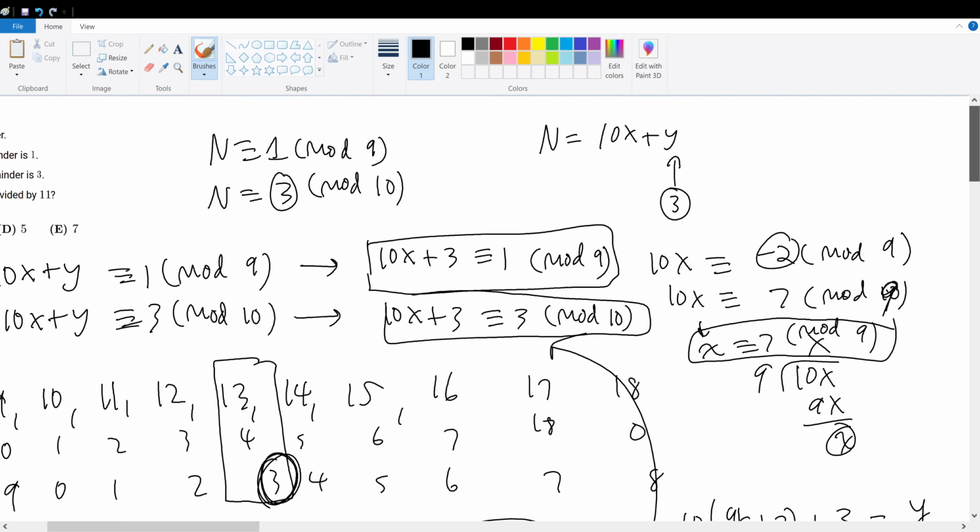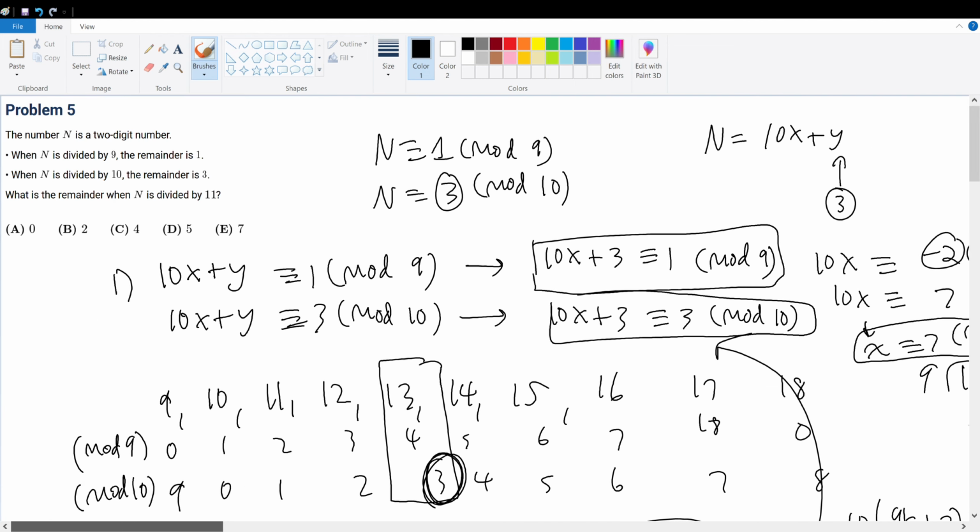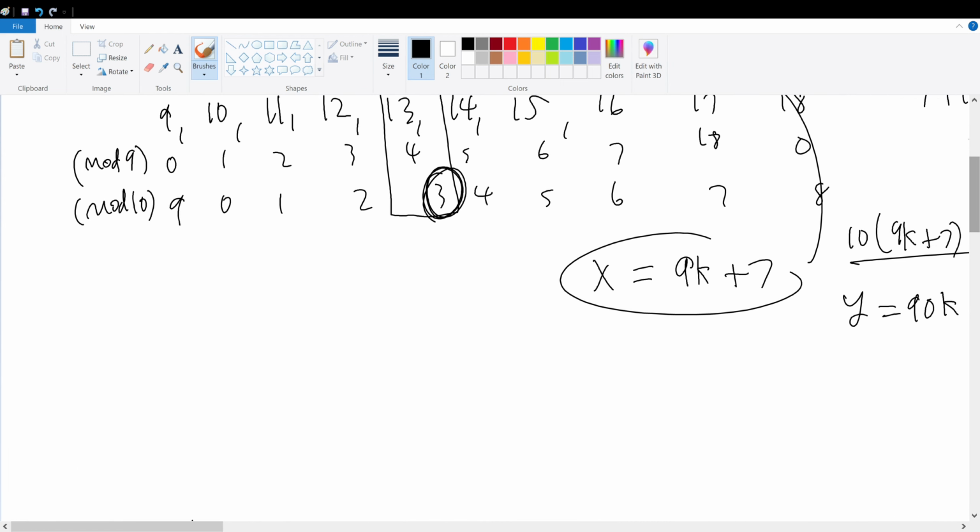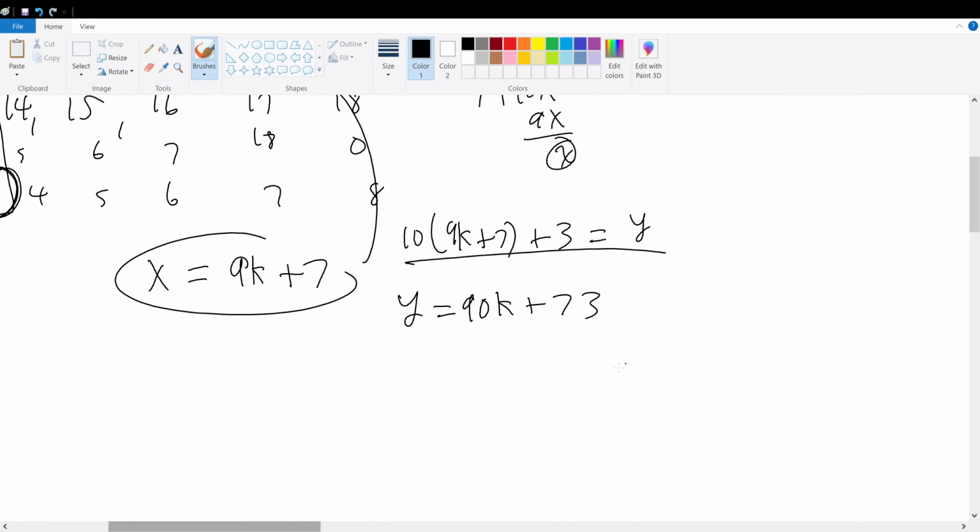What we're trying to find is the remainder of n when it is divided by 11. Well, n can be any number where k is any multiple starting from 0. So we can say n is congruent to 73 mod 90, and that's obvious because we have 90k. Alternatively, we can also use the system of modular equations to immediately get n congruent to 73 mod 90.